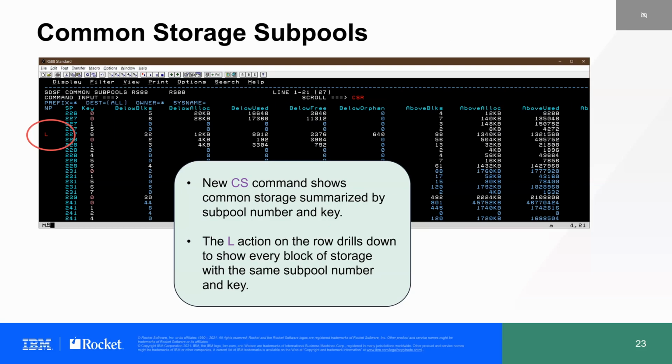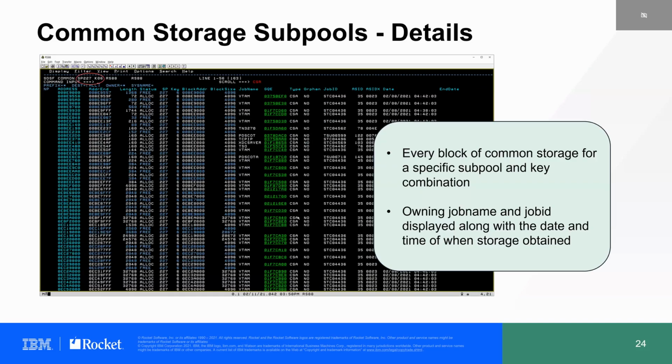However, you can now do an L action against the row. What we're going to do now is drill in to that common storage subpool and key combination and show you every single block of common storage for that specific combination. You'll see on the title line that we've got the subpool number and the key, and then we've got a load of lines that show each block, whether it's allocated or free, and the owning job name and job ID as well, and the ASID and the date. And then you can also look at the GQE as well. So that's all available from this detail screen for common storage.